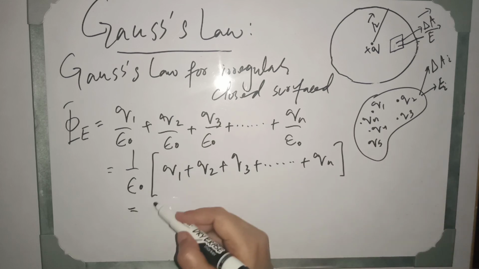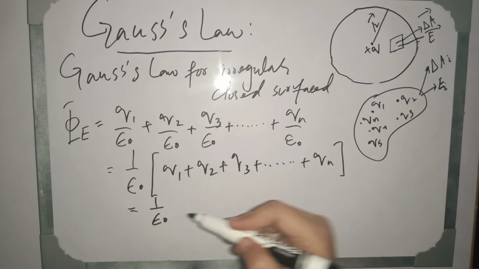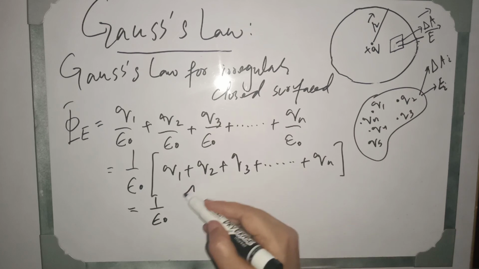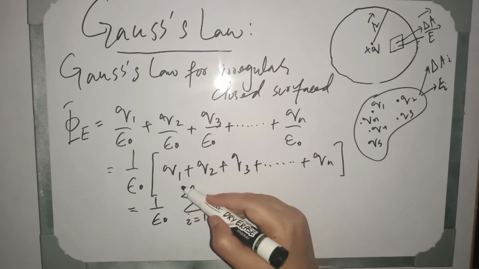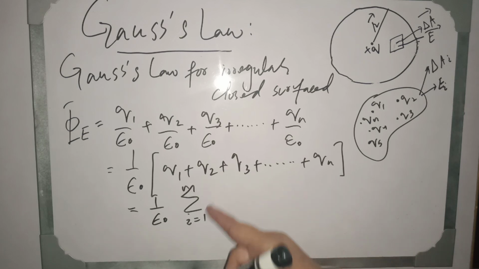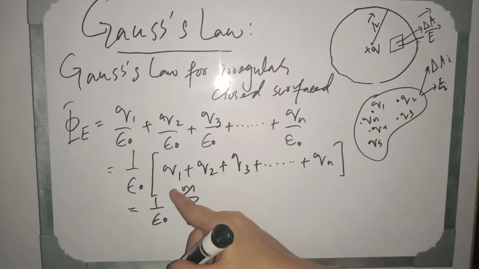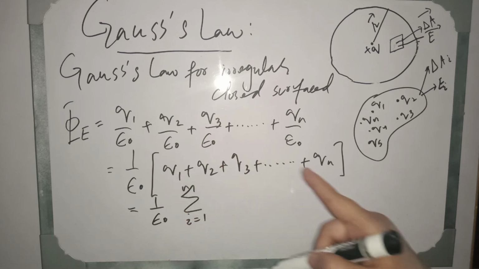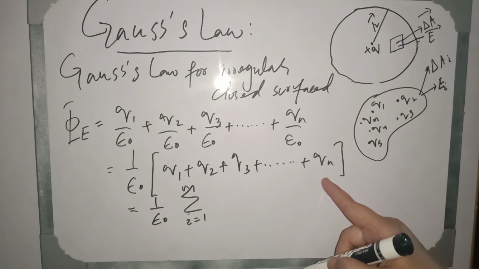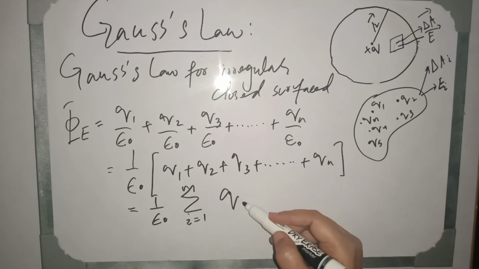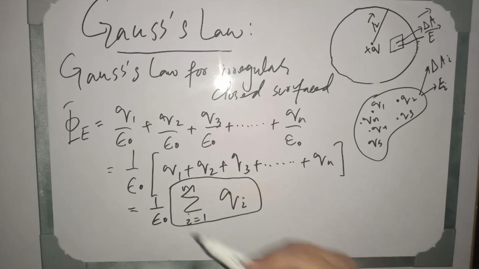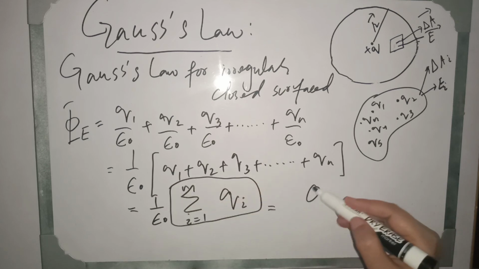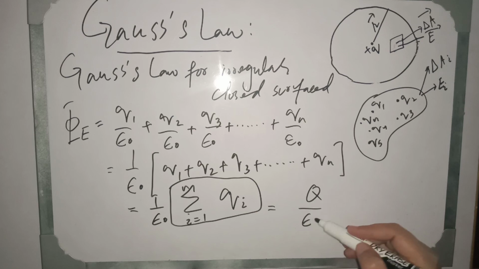Instead of writing all these values separately, we may write only one summation with limits i equals 1 to n. Here i is a number whose value ranges from 1 up to n; 1 is the lowest value, n is the highest value, into Qi. To replace all this summation, we may write only Q divided by epsilon naught.